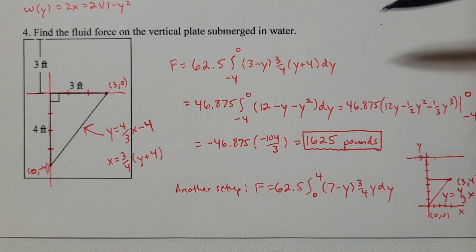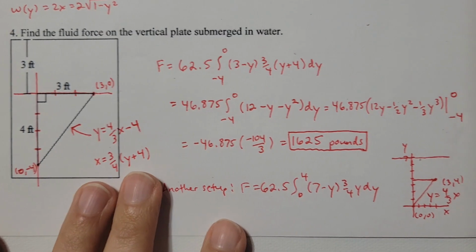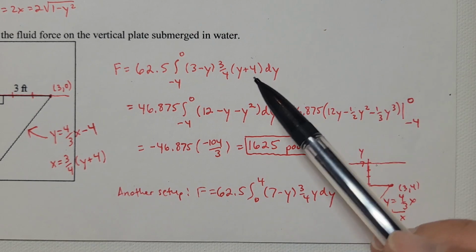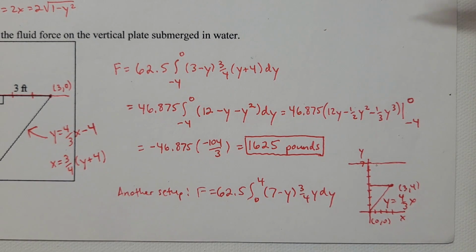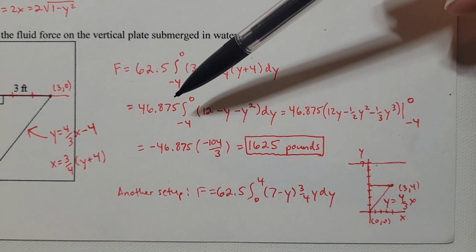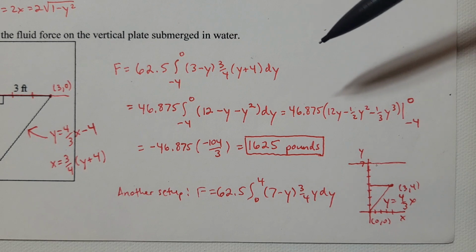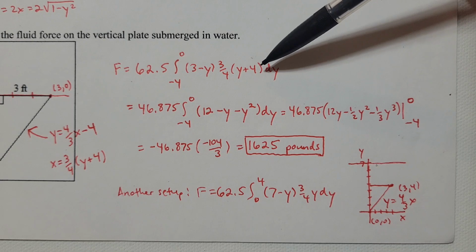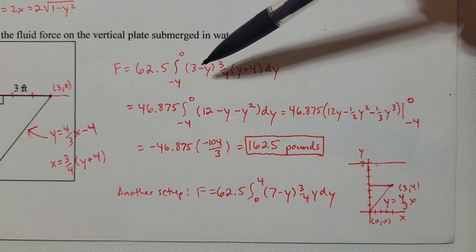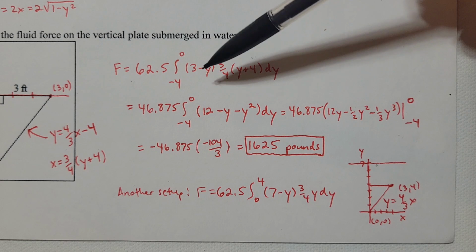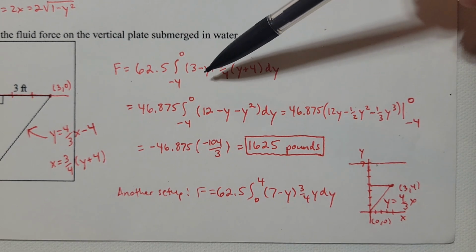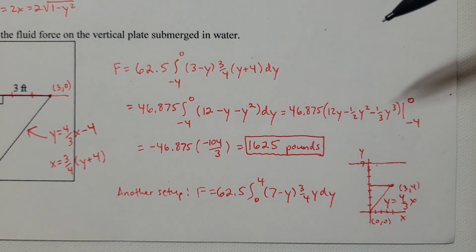Okay. Now we'll need to integrate this problem. And of course, don't forget about the dy there. So I guess the next thing I do is I factor out a 3/4. 62.5 times 3/4 is 46.875. And then when I FOIL out 3 minus y times y plus 4, let's see, 3 times 4 is 12. -4y plus 3y is -y, and then -y times y is -y squared.